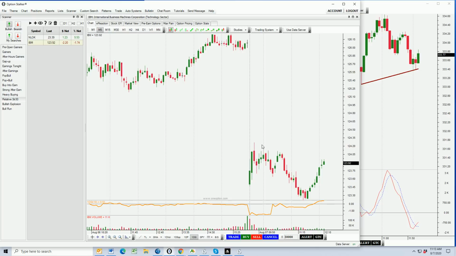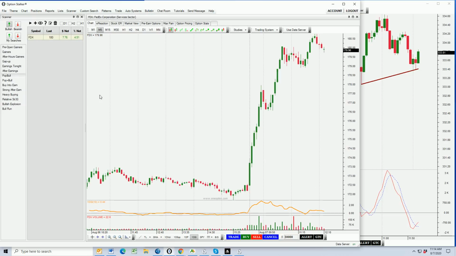Ideally, when I'm looking for these candidates, I want a stock that's been moving higher consistently through the course of the day. I want a stock that's above the prior day's high. Ideally, I'm going to be looking at stocks that are also breaking out on a daily basis, a D1 basis. We'll go into Pop Bull, so we've got lining up there. FDX is a good candidate. Let's go to that daily chart and see what we've got.